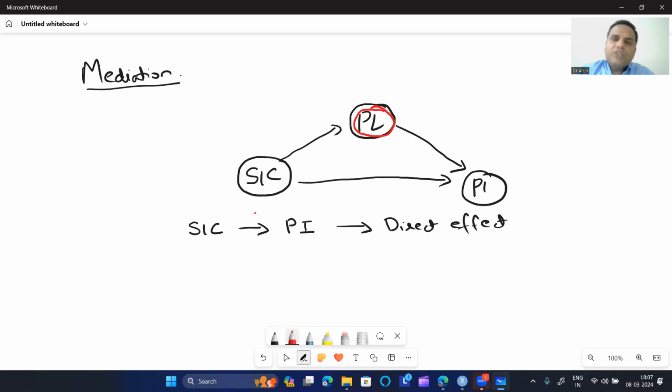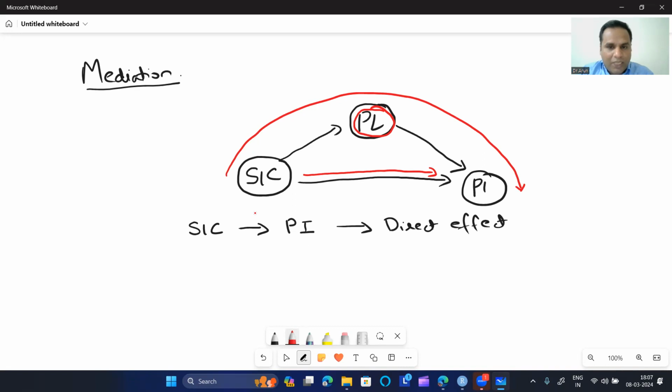Now here you see there is one construct which is known as perceived liking. So there is a new variable which has come into existence. There is one path which goes from SIC to PI, but there is also one path which goes to PI, purchase intention, from perceived liking. So there is one direct effect and there is one indirect effect.